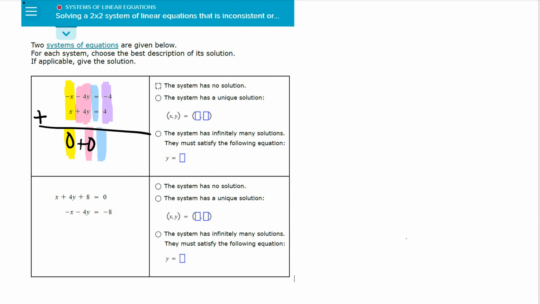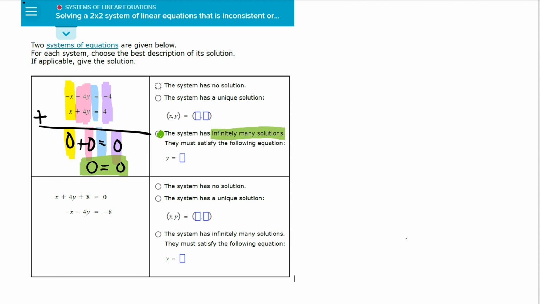Then you got your equal sign right here, it lines up, and then you got the purple stuff, and negative 4 plus positive 4 is also 0. And what I end up with is 0 equals 0. The x's and the y's completely cancel out, but what you're left with, this right here, that's a true statement. So that tells you that you have infinitely many solutions.